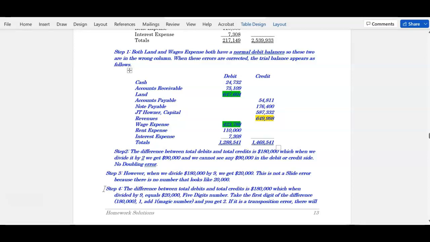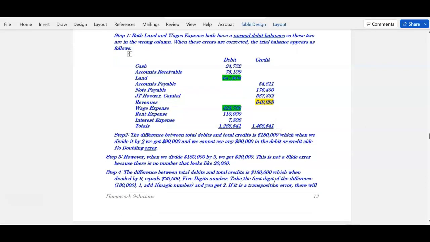In step 4, we say, okay, the difference between those two is $180,000, right? Which when we divide it by 9, ends up to be 20,000, right? And how many digits is 20,000? 1, 2, 3, 4, 5. So you are looking at 5 digits. So you are looking at digit 5 and 6. Okay, 5 and 6.